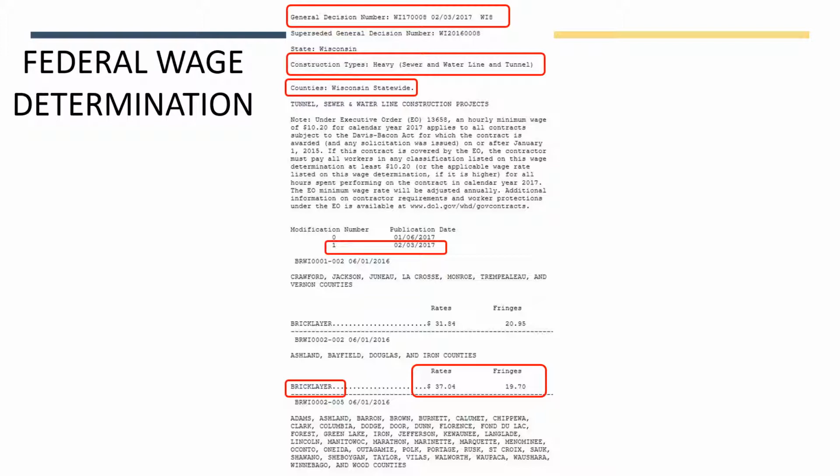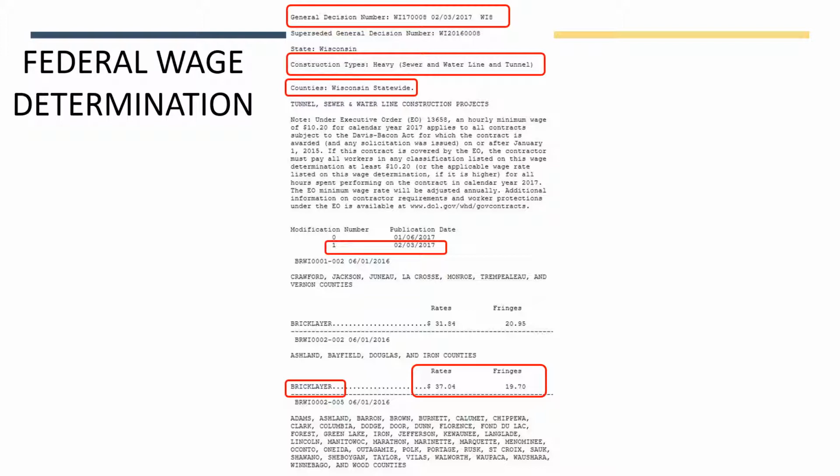The last number, or two numbers if there are two numbers, refers to the construction type and county. Next is the modification date. This determination was modified 2/3/2017, and it was modification 1 as noted in the middle of the page. Going back to the top, WI 8 is the wage determination. The decision number is WI170008, effective 2/3/2017.